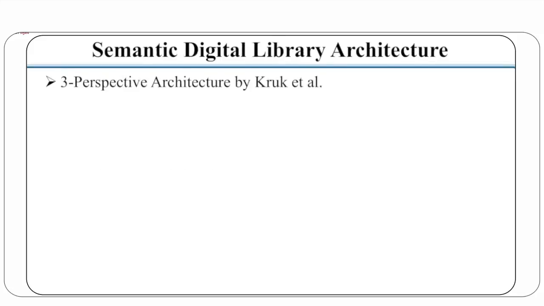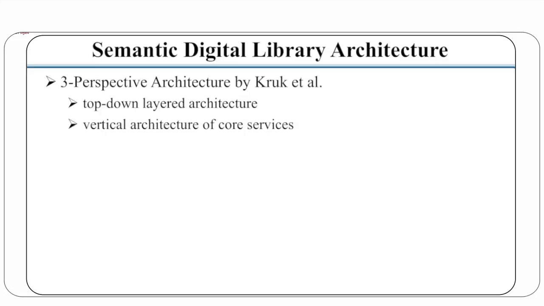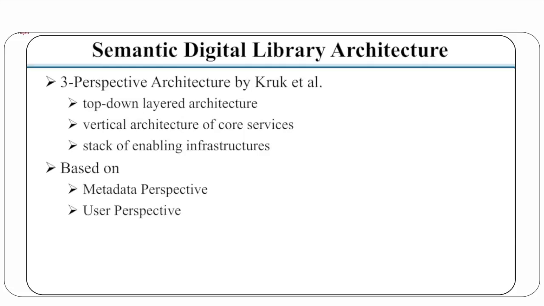system. Kruk and his co-authors have provided the architecture of a semantic digital library from three perspectives. Number one, top to down layered architecture. Number two, vertical architecture of core services. And number three, stack of enabling infrastructures. This architecture has been derived based on the metadata perspective and user perspective of the semantic digital library.